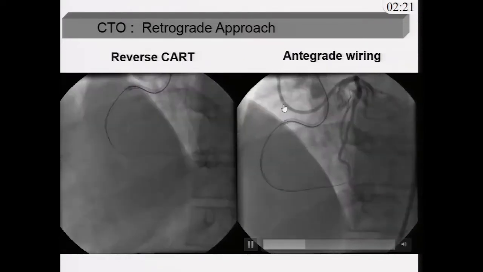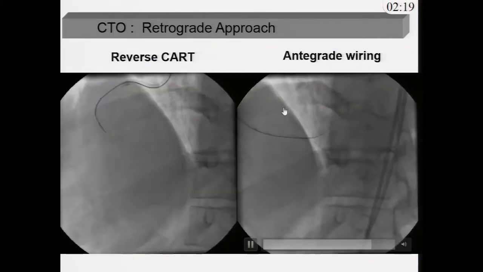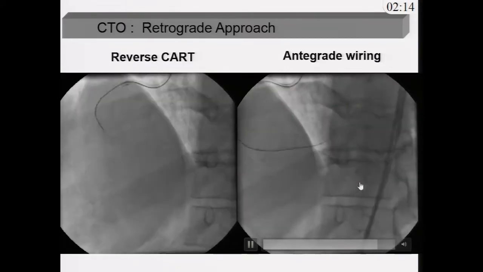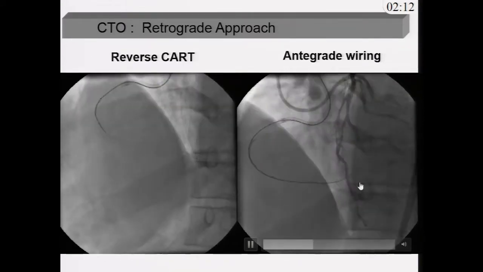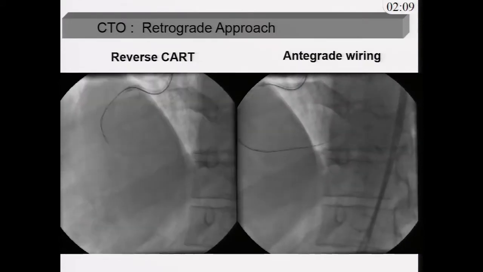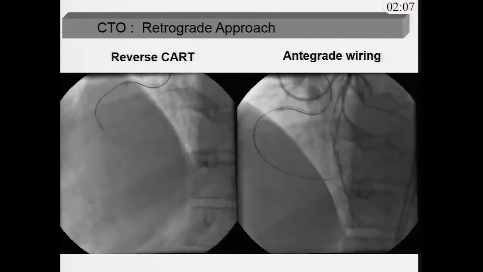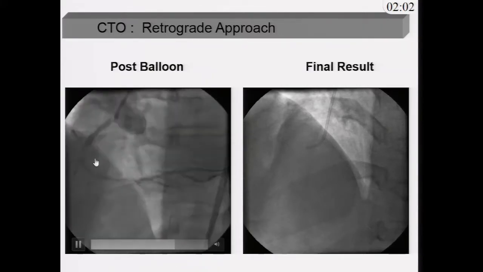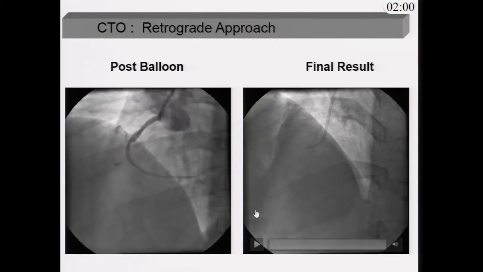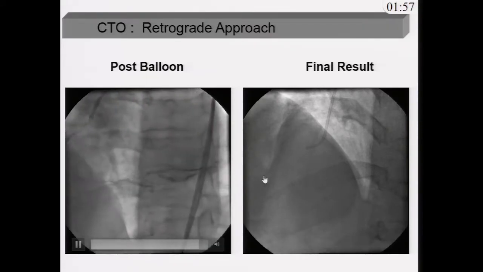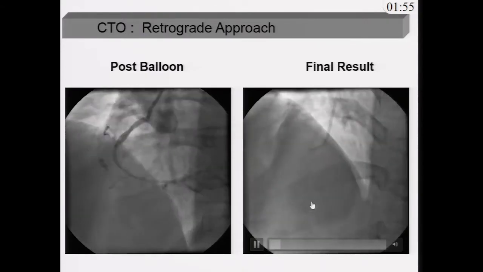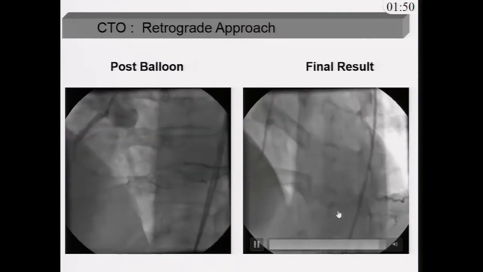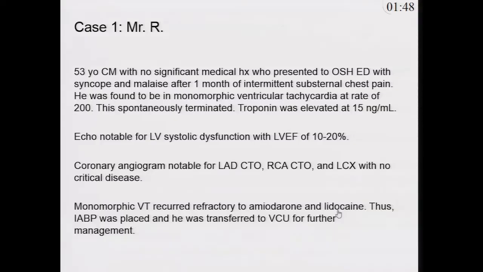Otherwise, if the retrograde wire doesn't go and the antegrade wire doesn't go forward, then we will have to externalize the retrograde wire in the way that our previous colleagues showed us. So you will snare the wire, reverse the procedure, use a different wire to reverse it, and then you finish your procedure. In this case, after we went backwards, the antegrade wires went forward through the little channels that we created with the microcatheter, and we put a stent and a balloon, we sized it with IVUS, and we finished the procedure. Sometimes it's not that easy.